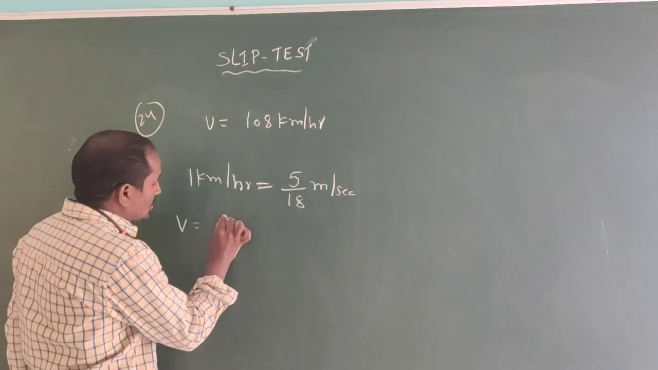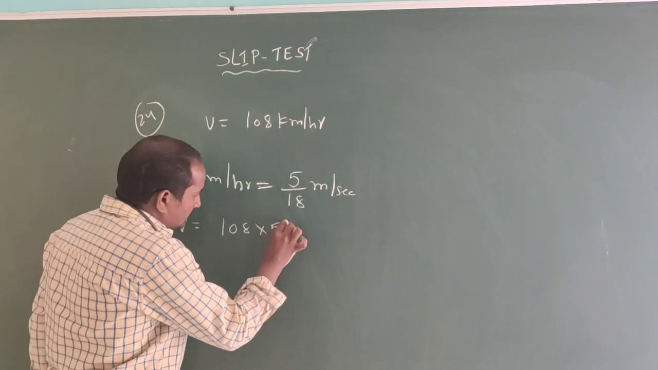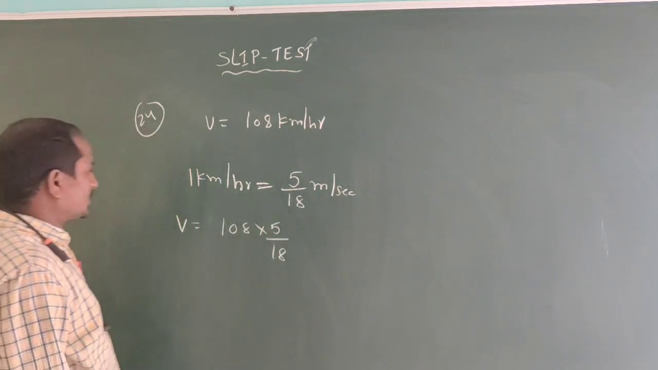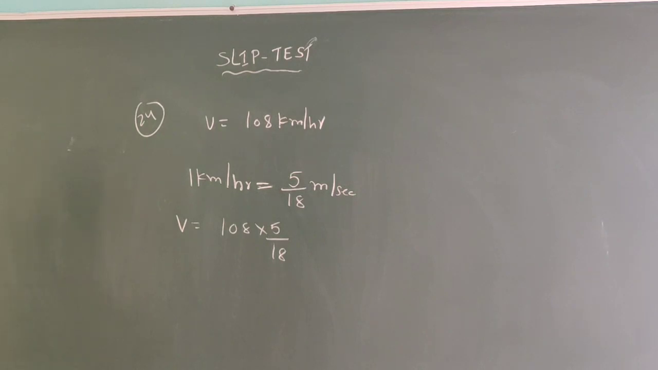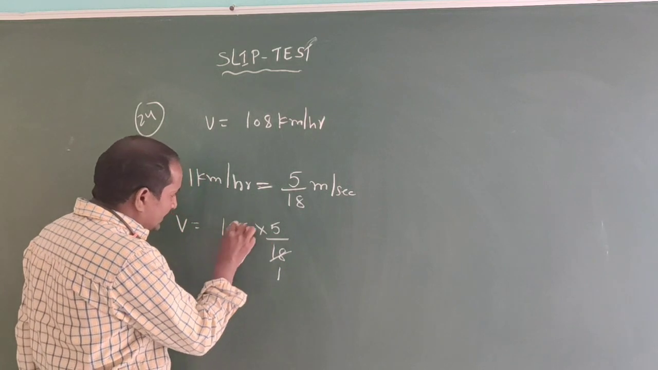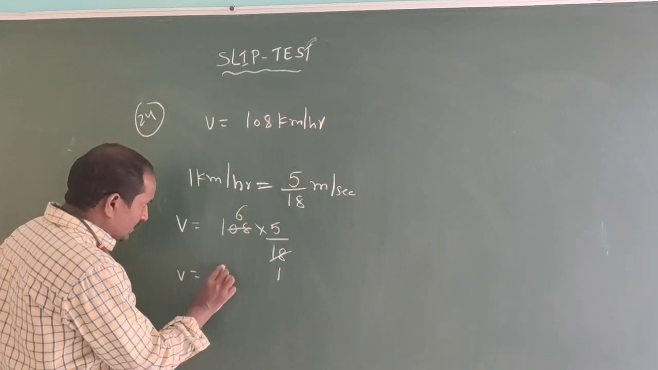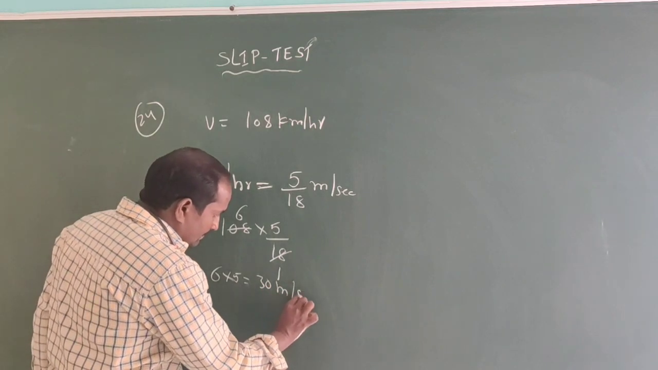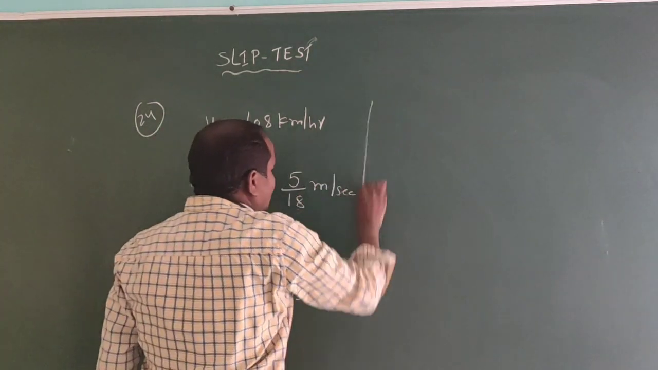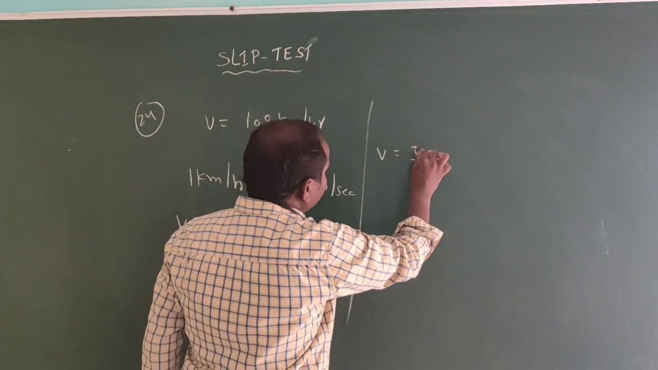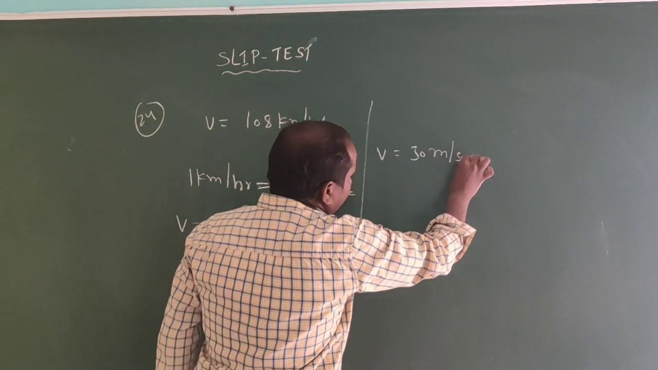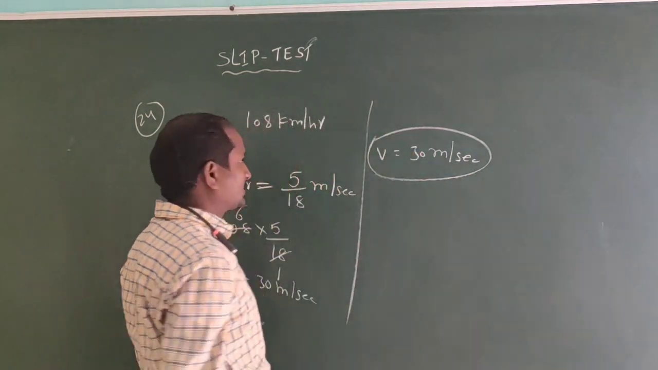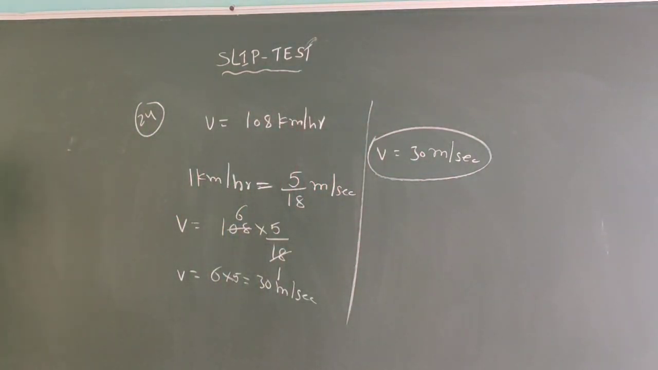V equal to 108 into 5 by 18. 18 into 6 is 108, so V equal to 6 into 5, that equals 30 meter per second. Therefore V equal to 30 meter per second.